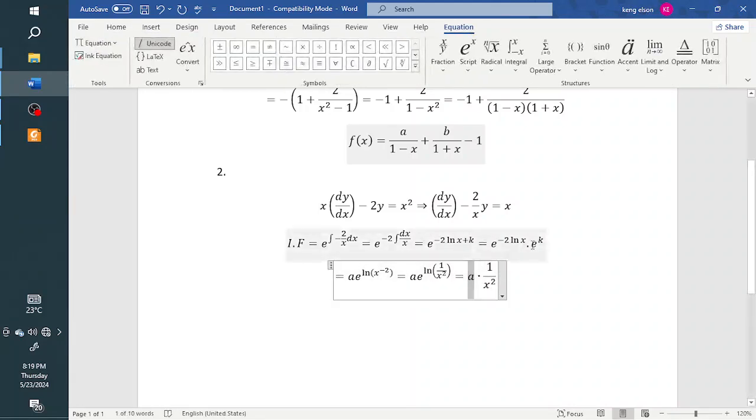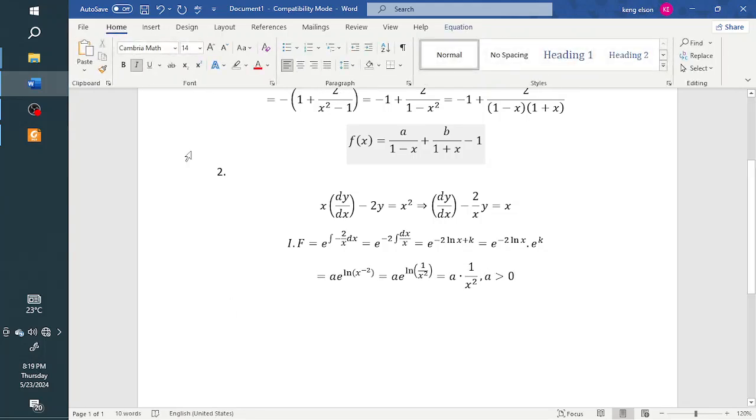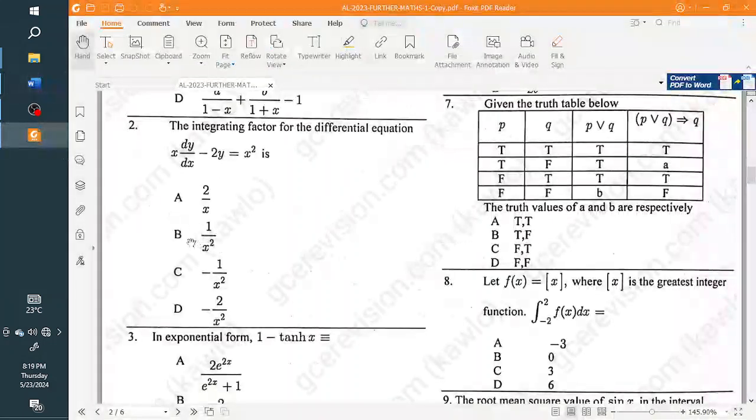Because this e raised to the power k is positive, this thing here has to be positive. So I have to specify that a is greater than 0. All right, so let's go and check the answers. So the answer is B, right? Because you have 1 over x squared. Option C is saying negative 1 over x squared. This option is false because the constant that is multiplying 1 over x squared is negative. So that is it.